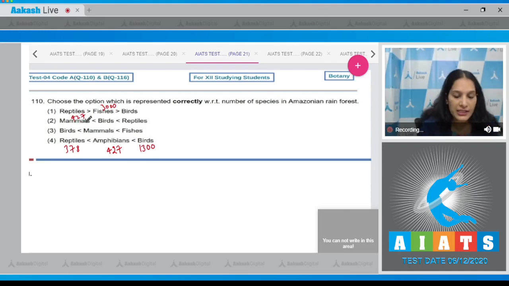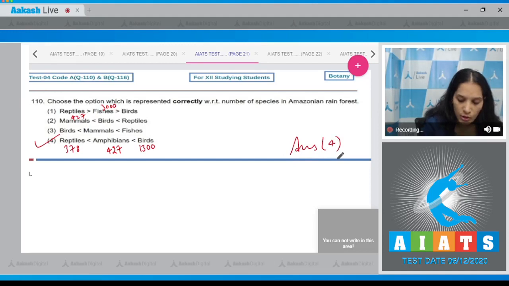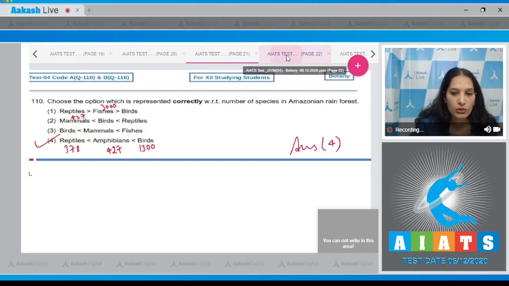Now, you can easily see here that the maximum number of species is of fishes and the least is for reptiles. So the correct option over here should be option number 4. So the correct option is option 4. Let's move to the next question.